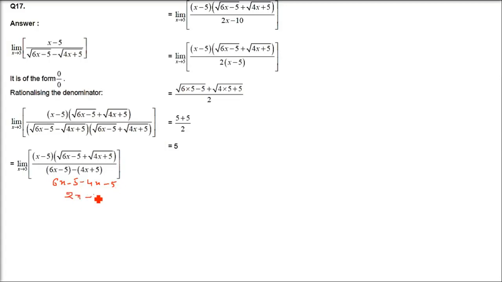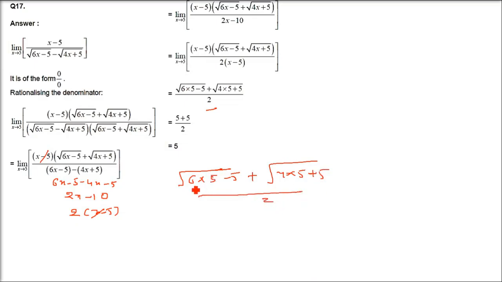2x minus 10. Now you can take 2 common from here, x minus 5 will come. So in the numerator and denominator, you can cancel x minus 5. Now you can just apply x as 5 here, because x minus 5 is already cancelled. So you have root of 6 into 5 minus 5 and under root 4 into 5 plus 5, divided by 2, already 2 was there. So 5 plus 5 by 2, that is 10 by 2, that is 5. 5 will be the answer.